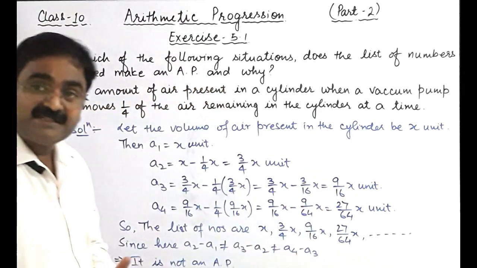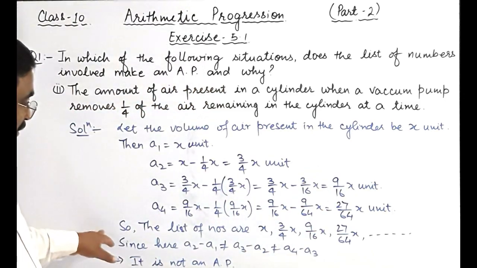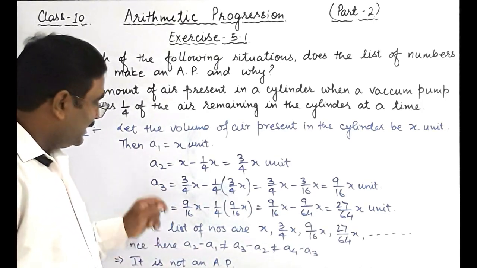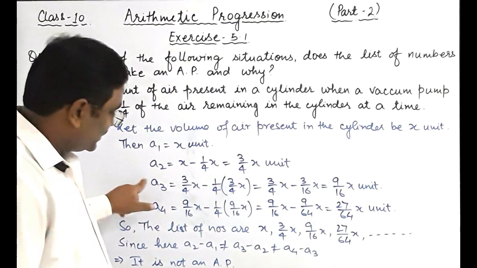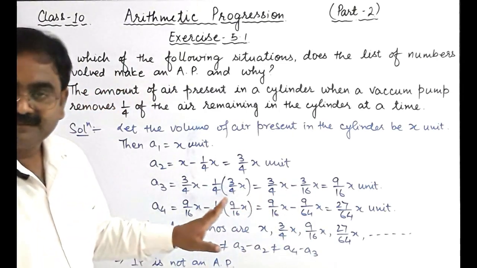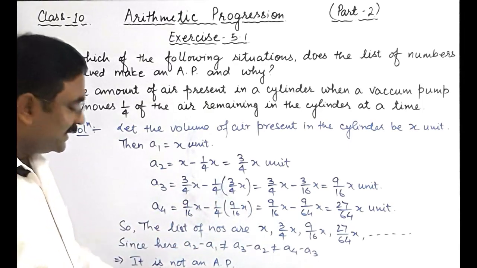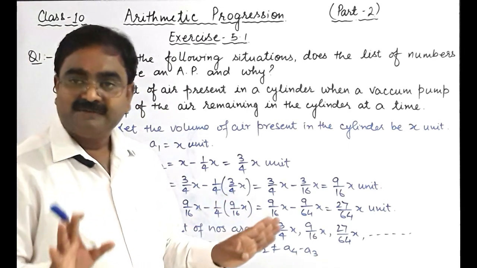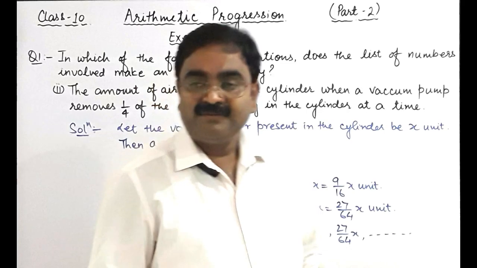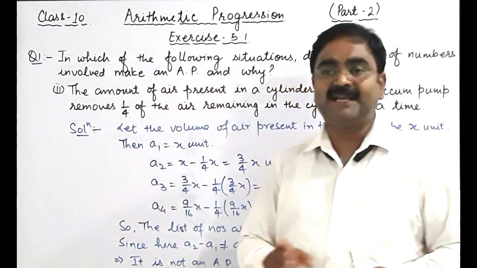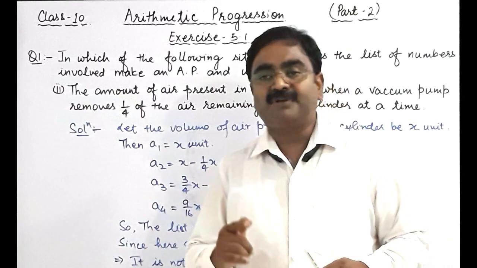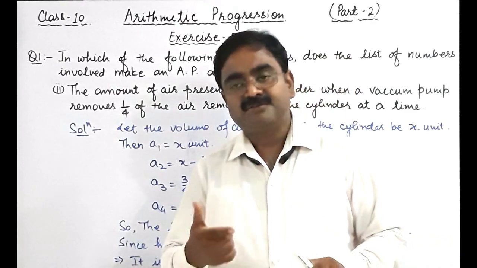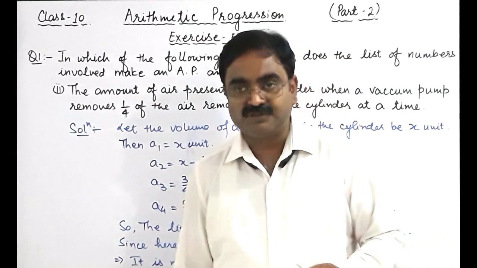We have to recognize whether it is an arithmetic progression or not. When we calculate a2 minus a1, a3 minus a2, and a4 minus a3, they are not equal. If they are not equal, it is clear that this list of numbers is not an arithmetic progression. Children, there are four parts in this first question. I have given the solution of the first and second. You have to try to solve parts three and four, and if you face any difficulty, let me know and I'll give you the solution of those questions also.